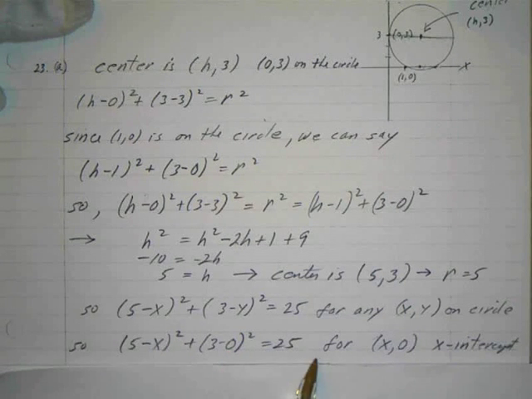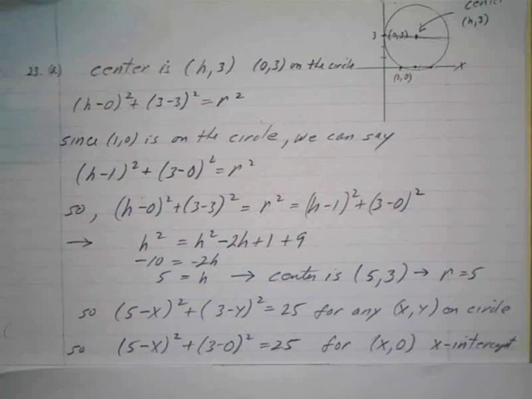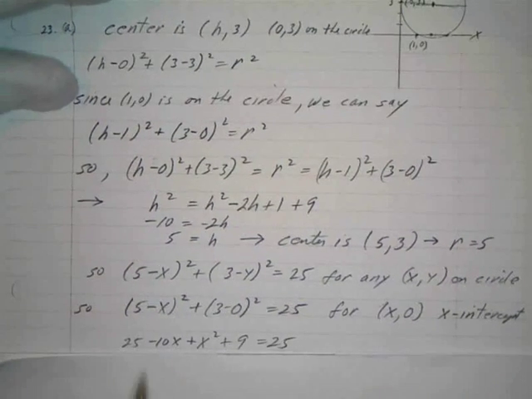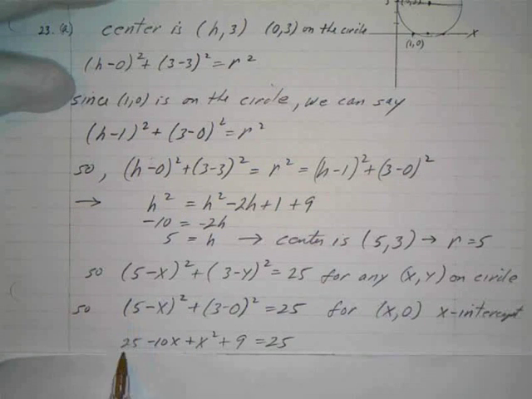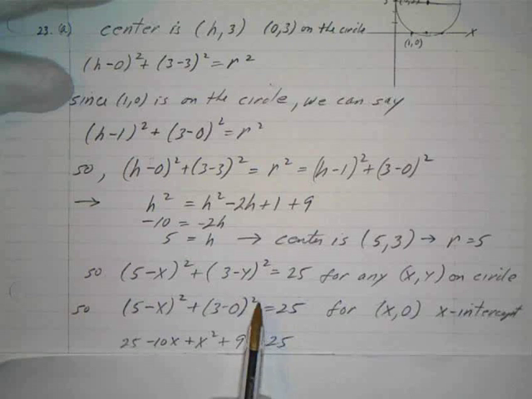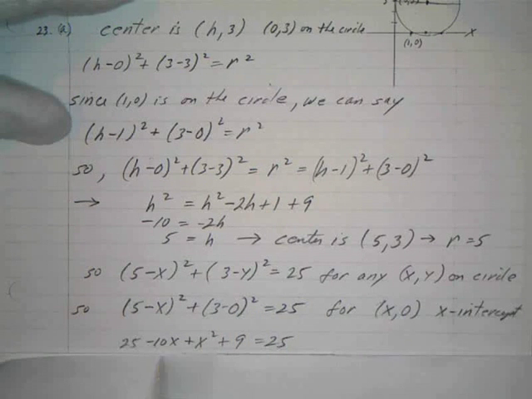This will hold true for the x-intercepts. So I'll have to just solve this equation. And again, any x-intercept will be some x, 0, because it's on the x-axis. So if I just solve this out, I've got a binomial square there, so I can square this out, and I get 25 minus 10x plus x squared. 3 minus 0 is just 3, so 3 squared is 9, equals 25.